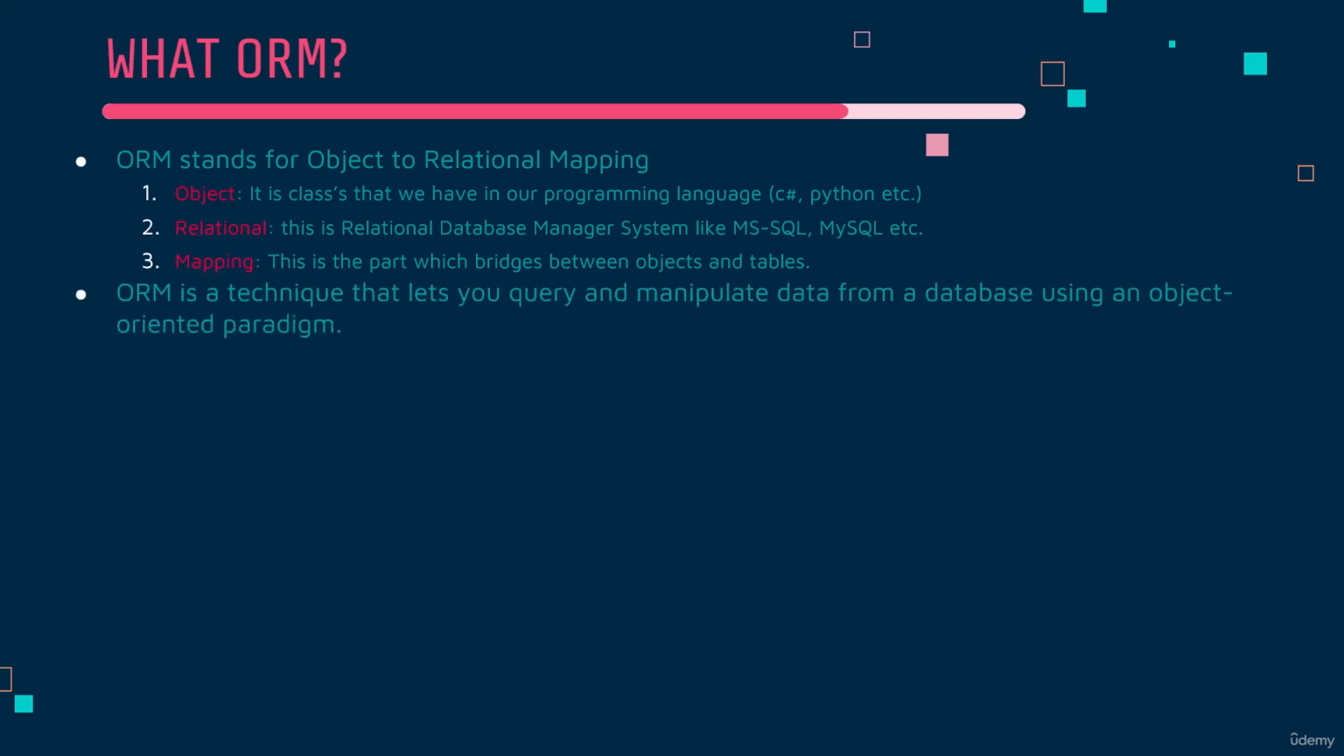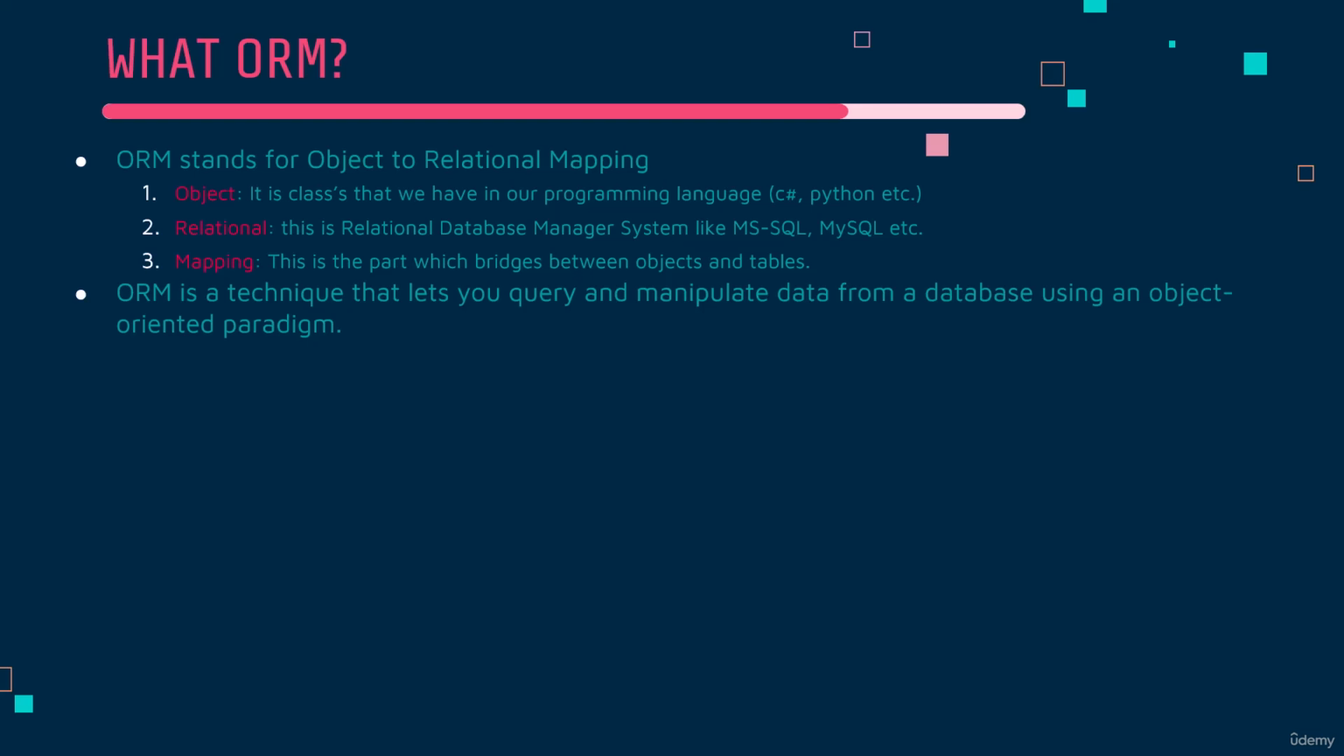Now ORM is a technique that will allow you to query and manipulate data from a database using an object-oriented paradigm. When we talk about ORM, most people refer to that as a library that implements the object relational mapping techniques, which stands for ORM.